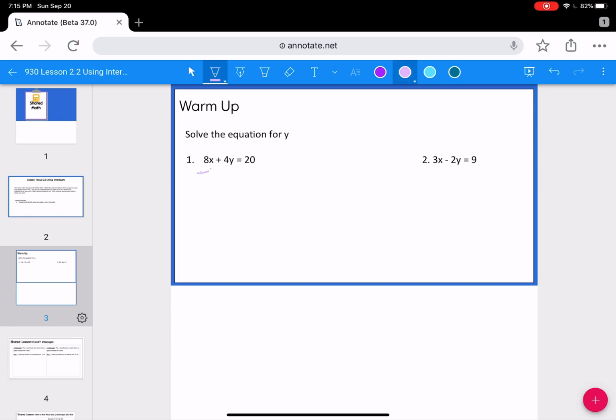So I'm going to subtract 8x to the other side. So we have 4y is equal to negative 8x plus 20. Then we can divide by 4. Again, we want to get y by itself. So we get y is equal to negative 8x divided by 4 is negative 2x. 20 divided by 4 is a positive 5. So we get y is equal to negative 2x plus 5.